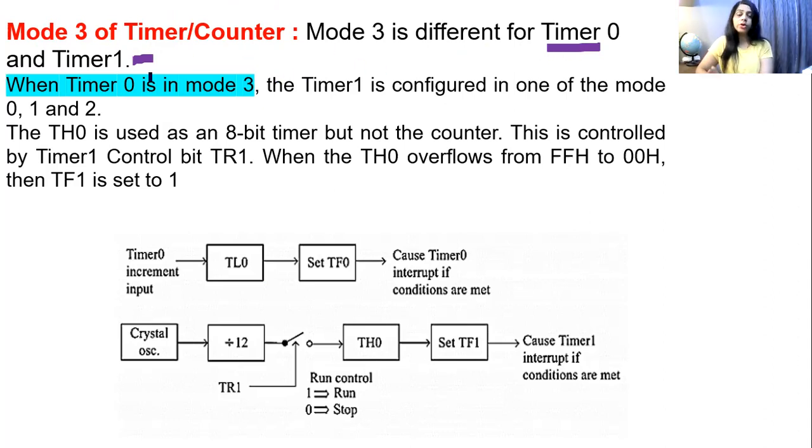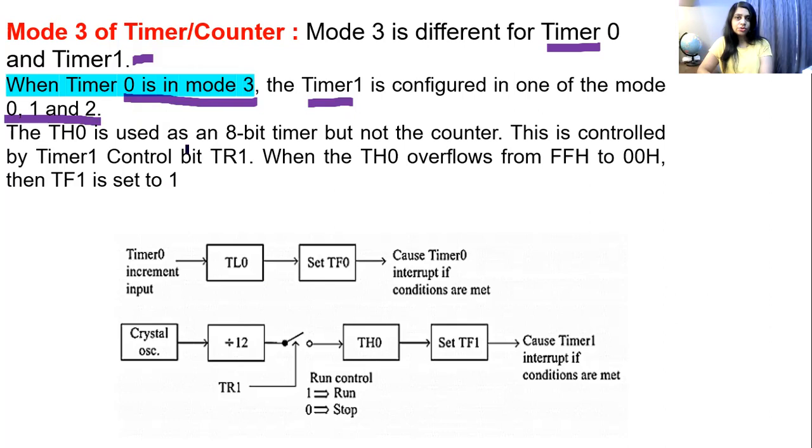Okay, so in mode 3 timer 0 will be in a different mode and timer 1 will be in a different mode. How? Let's take an example. When timer 0 is in mode 3, in that case timer 1 can be configured in mode 0, 1 and 2, but not in 3. Both cannot be entered in mode 3 simultaneously. When timer 0 is in mode 3, timer 1 will be in 0, 1, 2. Or when timer 1 is in mode 3, then timer 0 should be in 0, 1, 2.